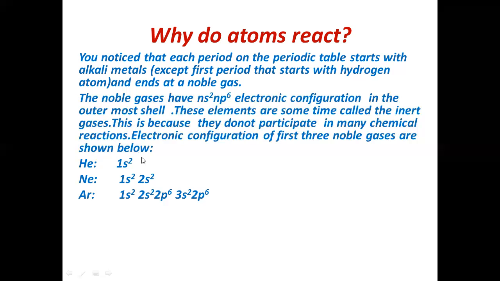You can see that in all these cases, the outermost shells are completely filled. The first shell can accommodate 2 electrons, so helium has 2 electrons in the first shell and it is completely filled. There is no second or third shell in helium because its atomic number is only 2. Neon is 10, so 2 electrons are in the first shell, and then 2s2, 2p6. 6 plus 2, 8 electrons are in the last shell. Argon ends with 3p6.